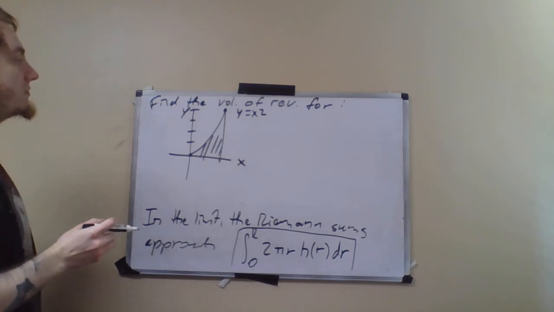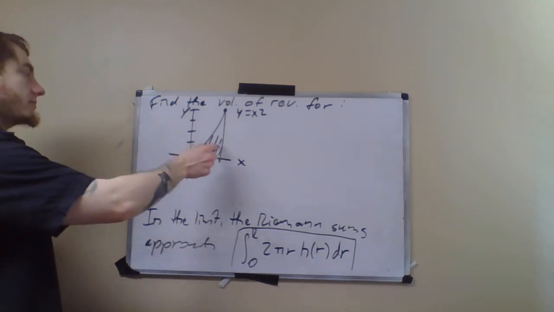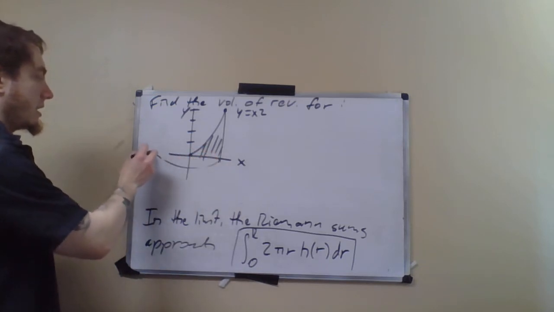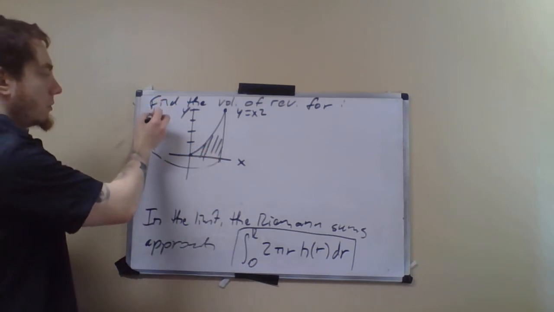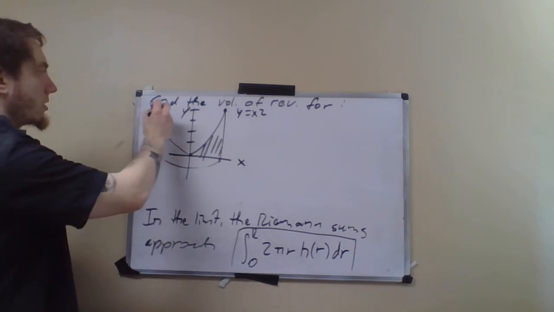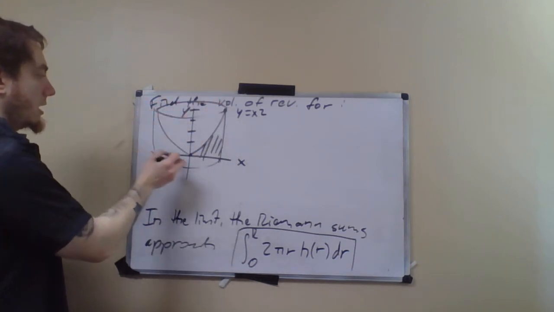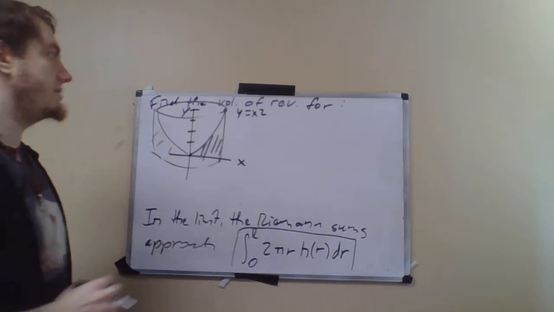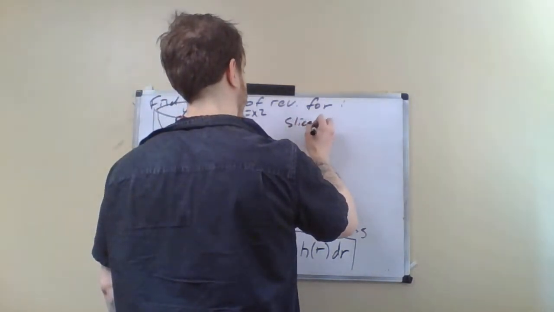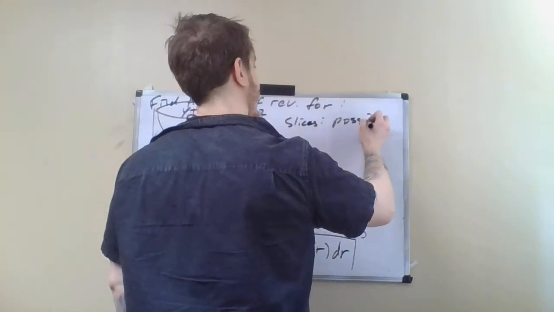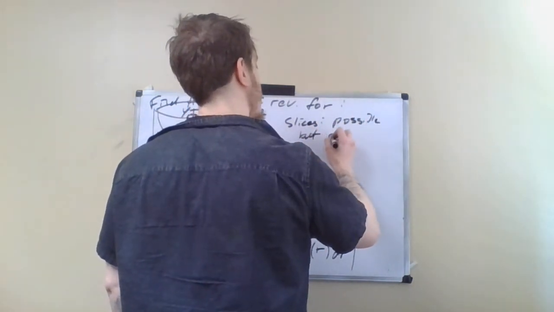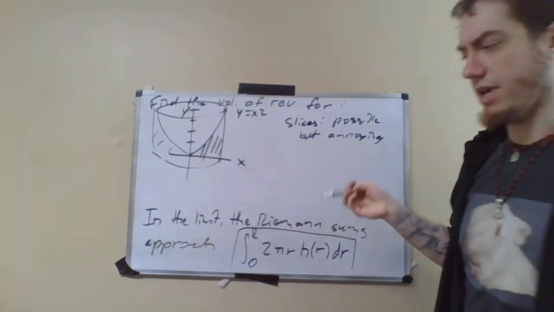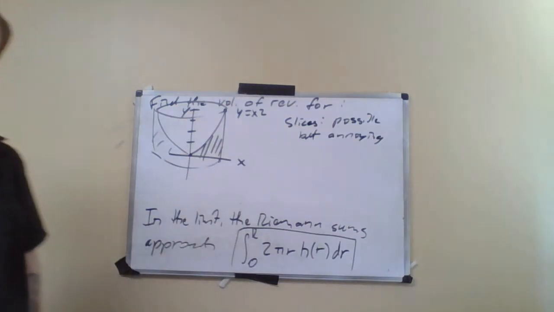Well, I could try to do the slice method. And if I did that, I end up with this kind of a shape here that I cut out. But if I tried to do the slice method, it's what I would call possible but annoying. This is something that we encounter rather frequently, actually. Things that are possible but annoying.